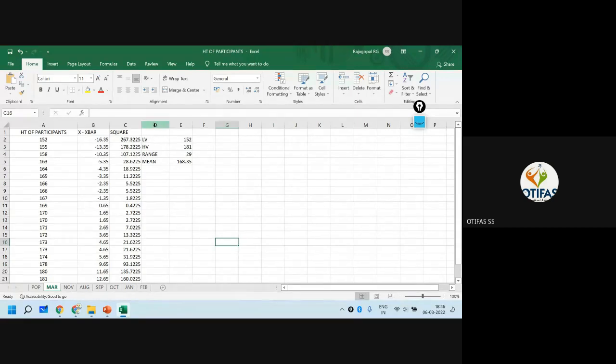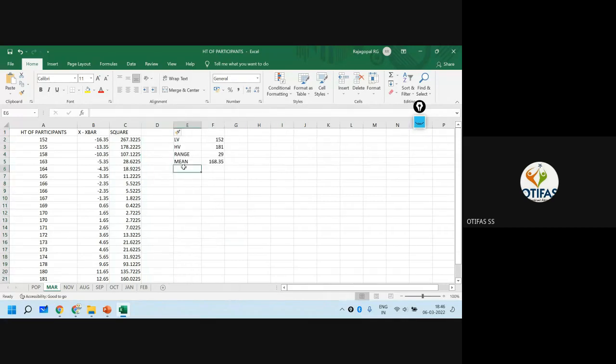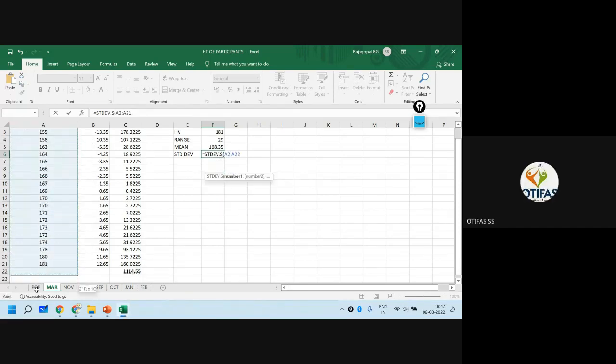So let's do the standard deviation. Sir, actually I had a doubt in this. Standard deviation is equal to, you can have the formula STDEV. Now there are two formulas, STDEV.P and STDEV.S. Which formula do I have to take? Sir, STDEV.S you should take. S means sample. So you give this data and press enter, you get the standard deviation.